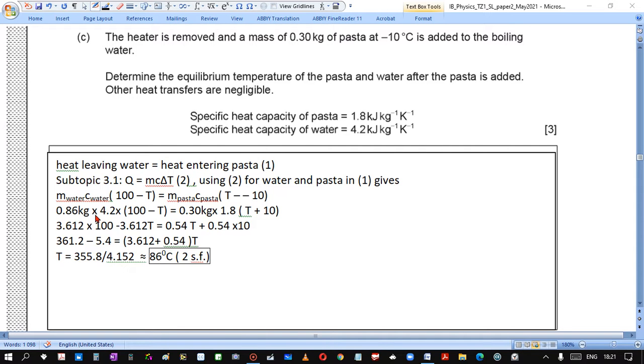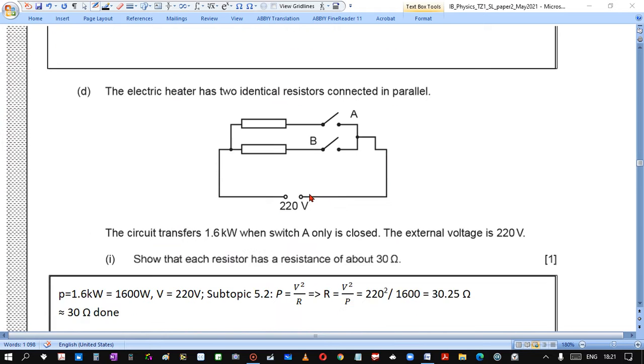So we put masses of water and pasta. We put specific heat capacity for water and pasta, and we rewrite formulas and find T to two significant figures. It is 86 degrees Celsius.